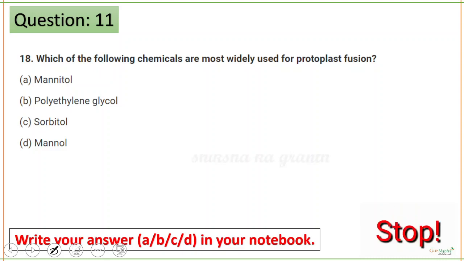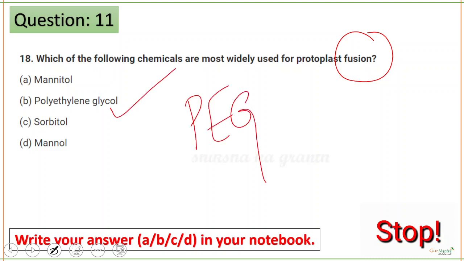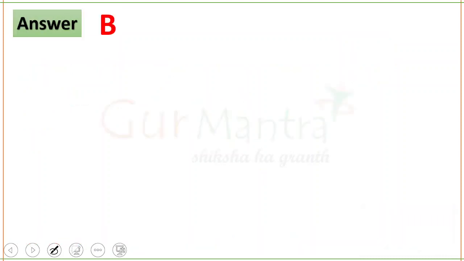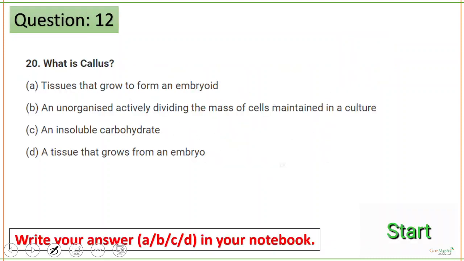Alright, so the question is, which of the following chemicals is most widely used for protoplast fusion? The key word in this question is fusion. So which chemical is used for fusion? And you know the answer is polyethylene glycol, PEG. So this is the correct answer for question 11. Let's move on to the next question.